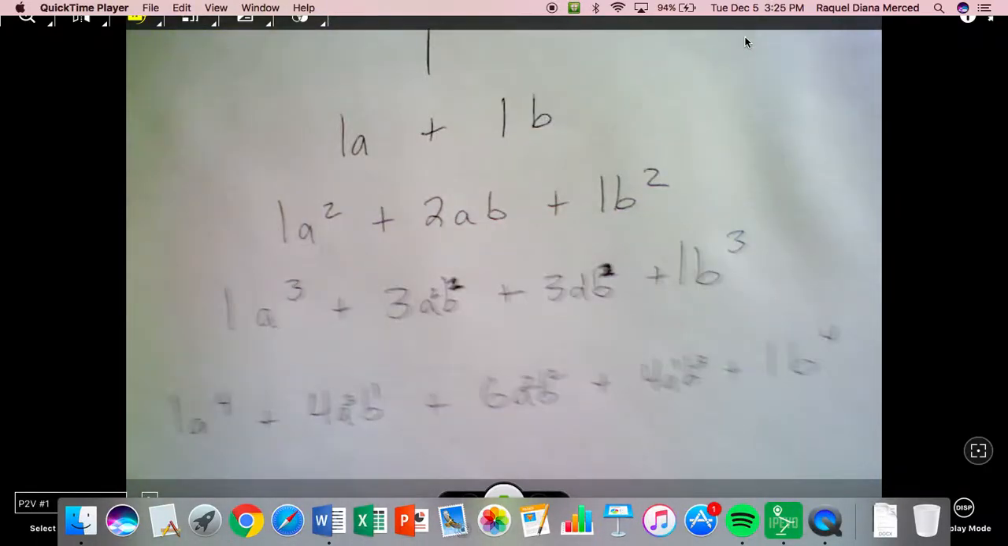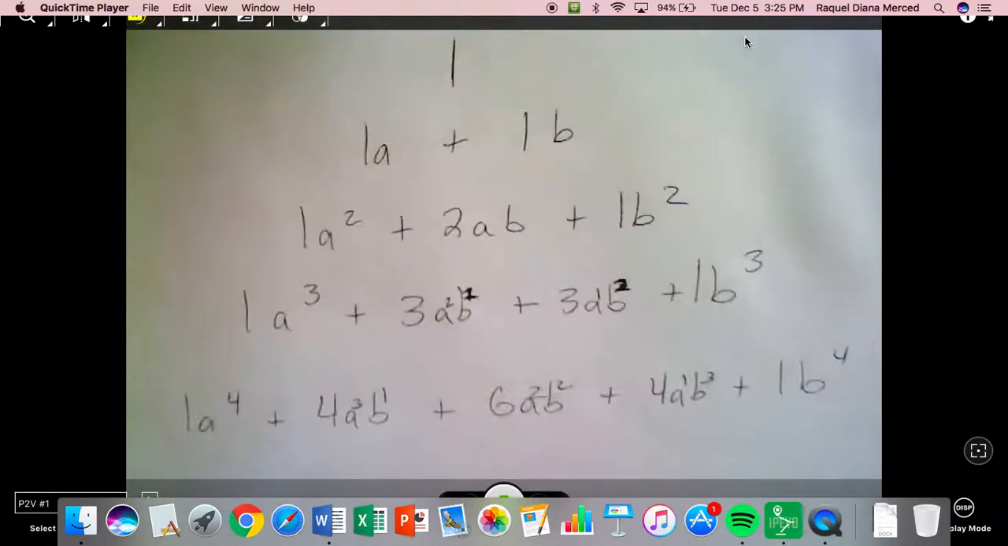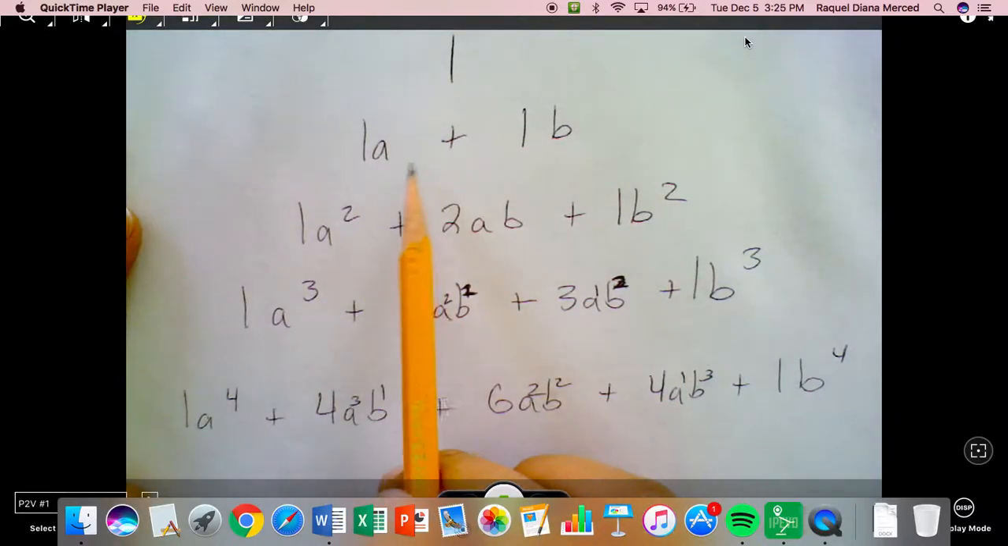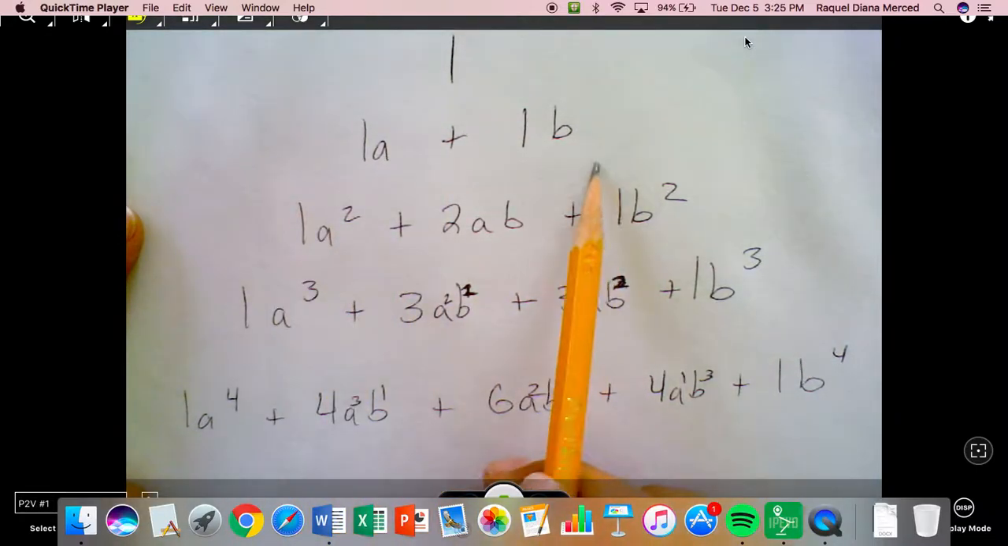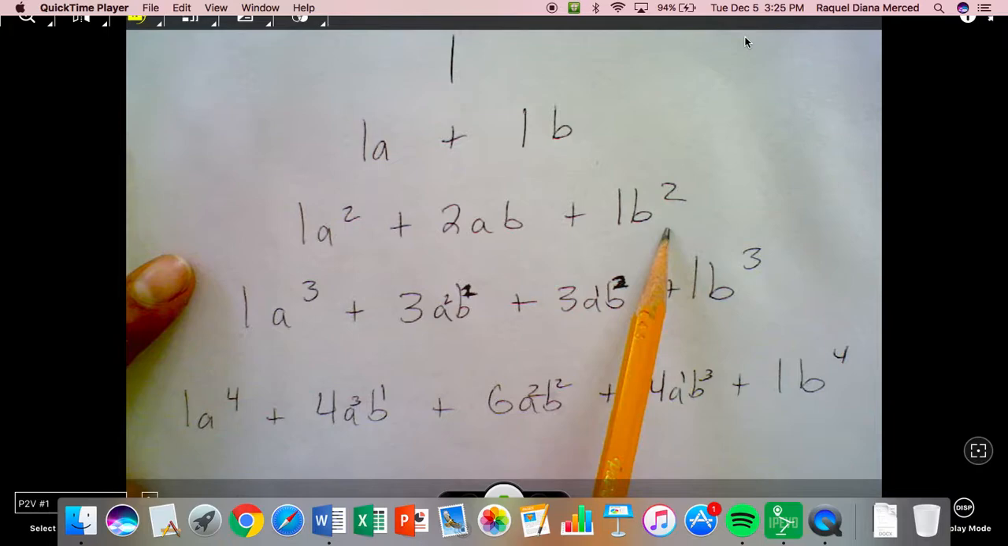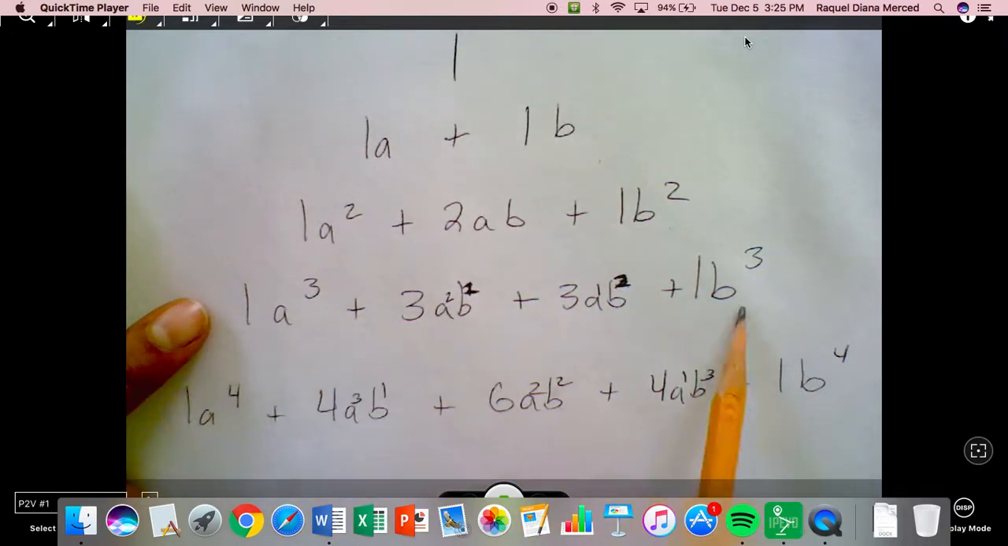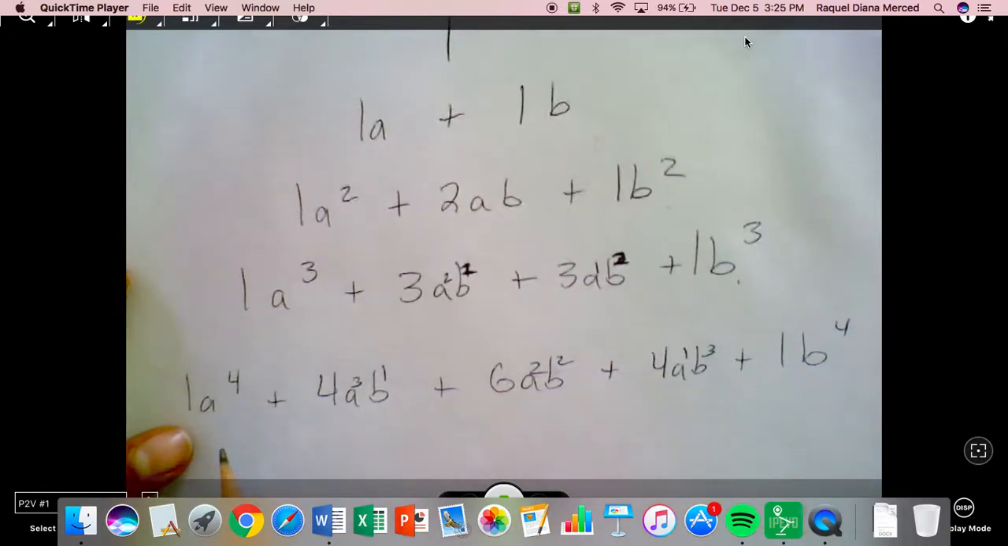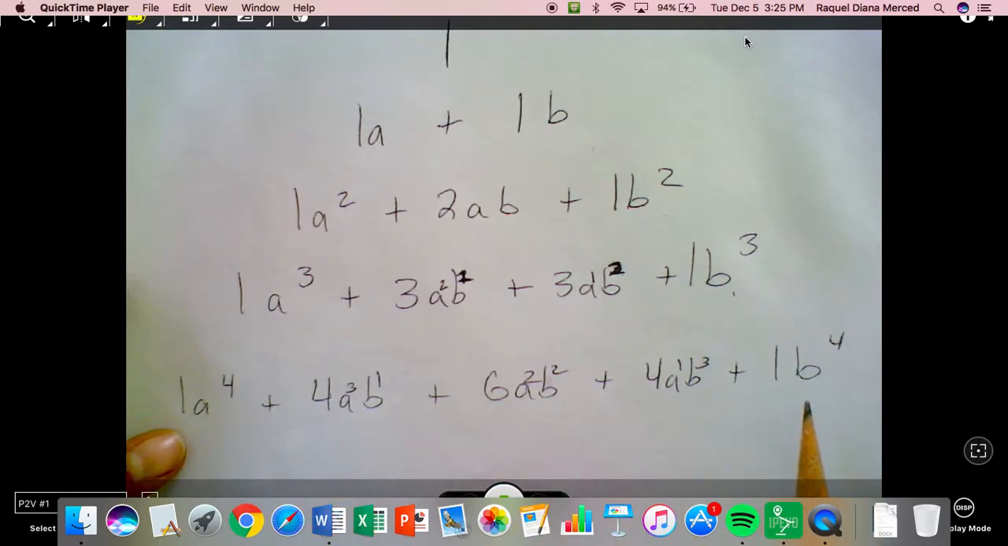If I just wrote it without the actual problem being given, I got the 1a plus 1b as the second expansion, the a plus b to the first power. Then here is the third expansion we were asked to do. Here's the fourth expansion we were asked to do. And then here's the last expansion that we were asked to do.